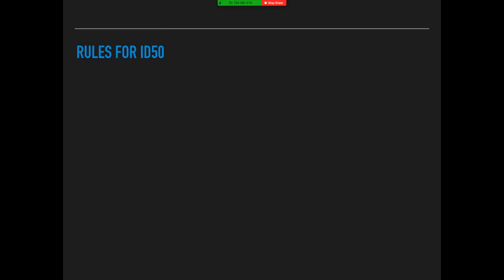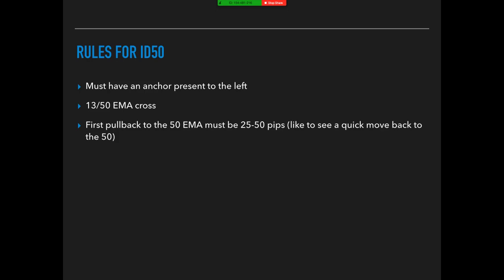Rules for the ID 50. We must have an anchor present to the left. That is important. We need to see a 13/50 EMA cross. The first pullback to the EMA must be 25 to 50 pips. And we like to see a quick move back to that 50, like big, strong, slip-through vector candles back to that 50.